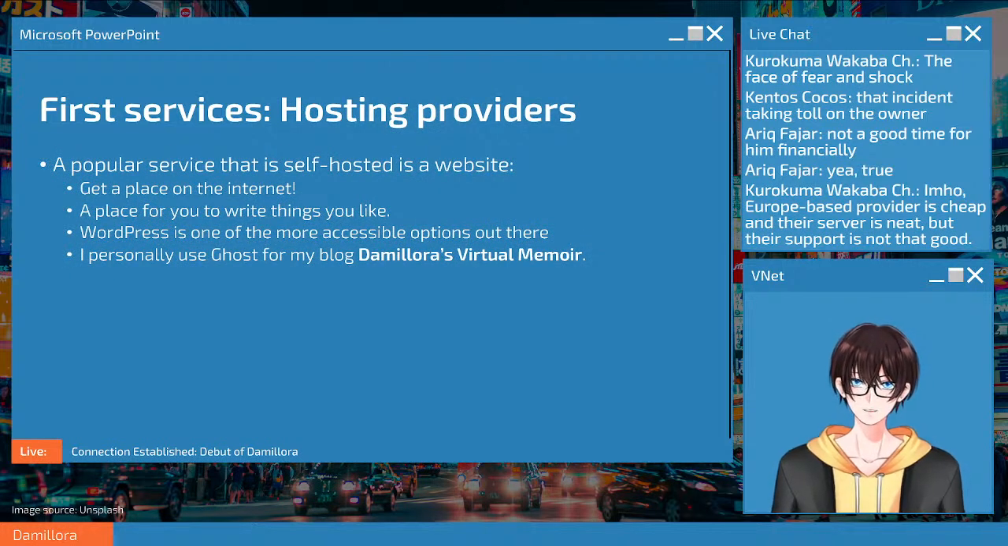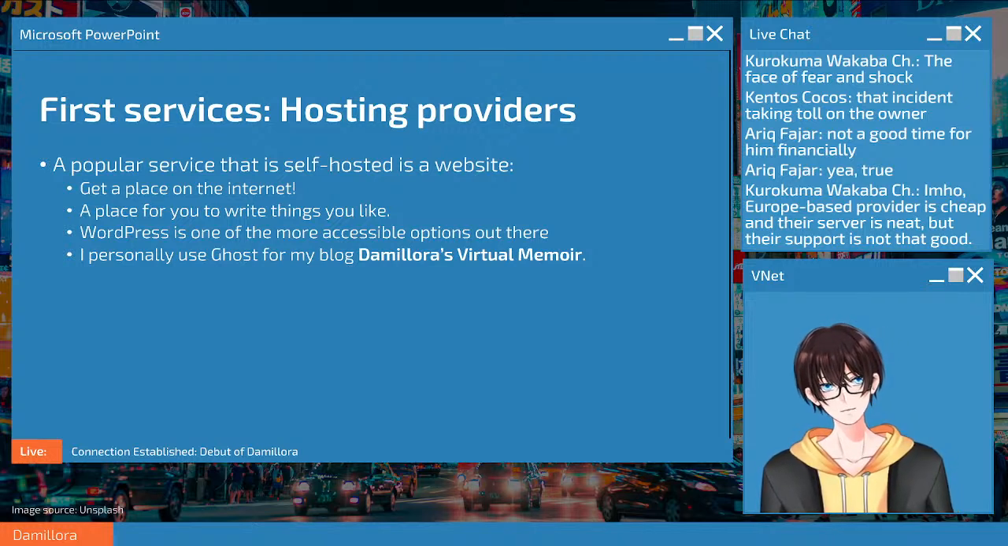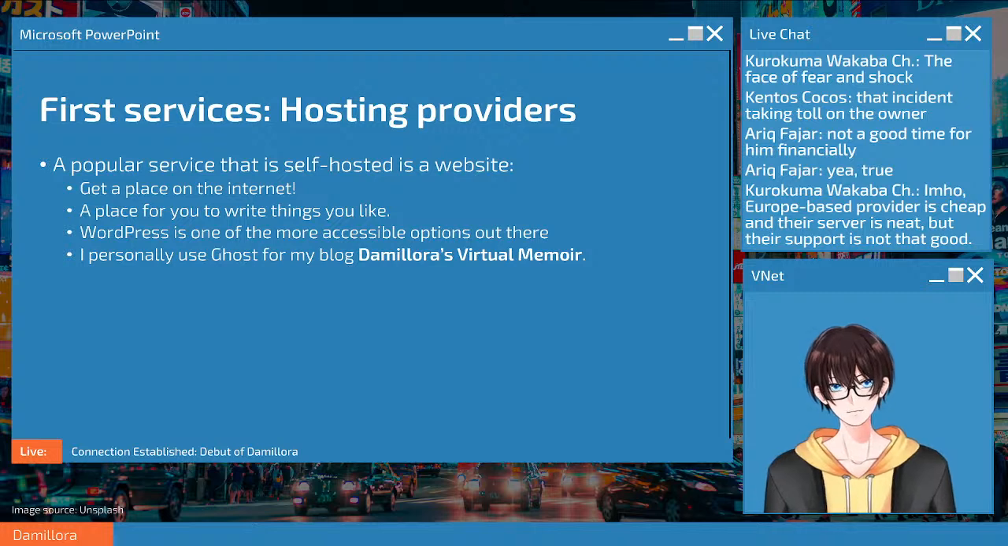And then next is hosting. For hosting providers, you can start with a website. First of all, you can get a place on the internet, and then you get a place for you to write things you like. And then WordPress is one of the more accessible options out there. They have lots of guides, lots of themes, lots of plugins. And it has that 5-minute install, so it's really fast to get started.